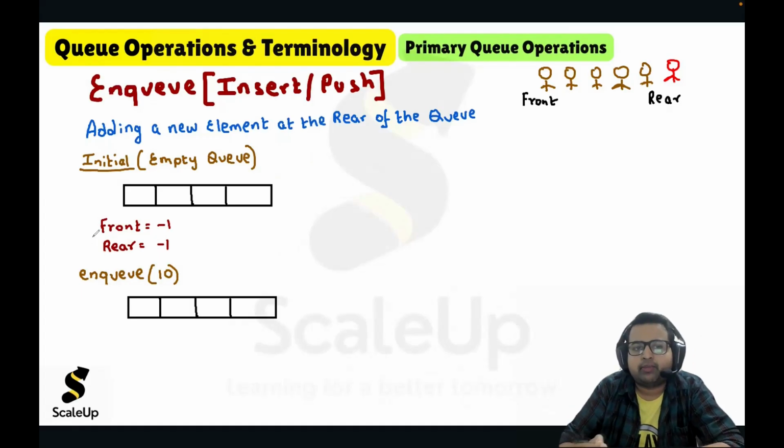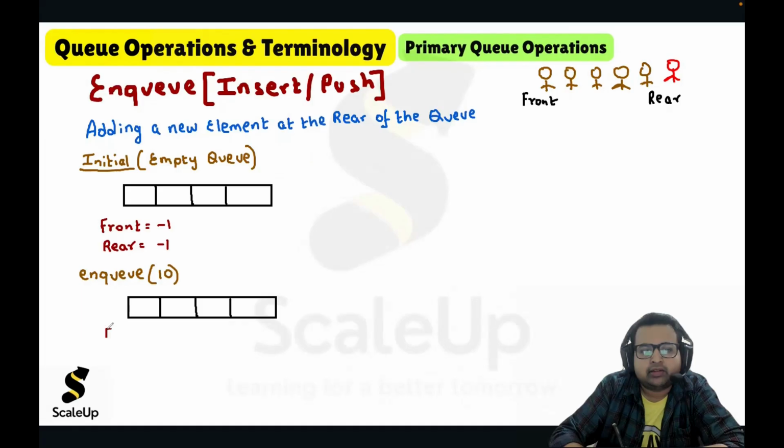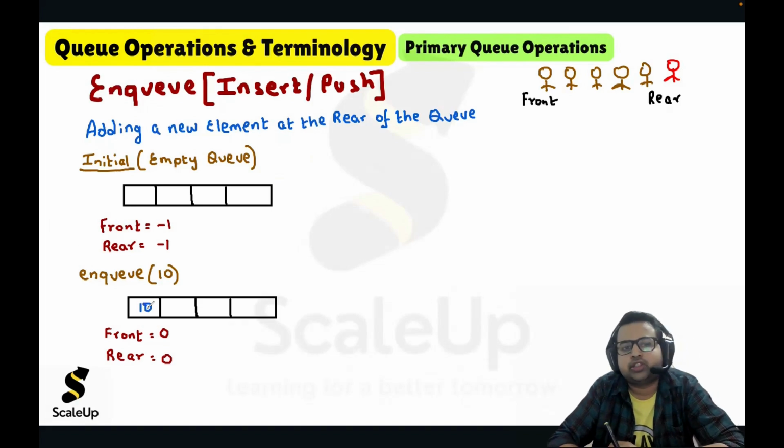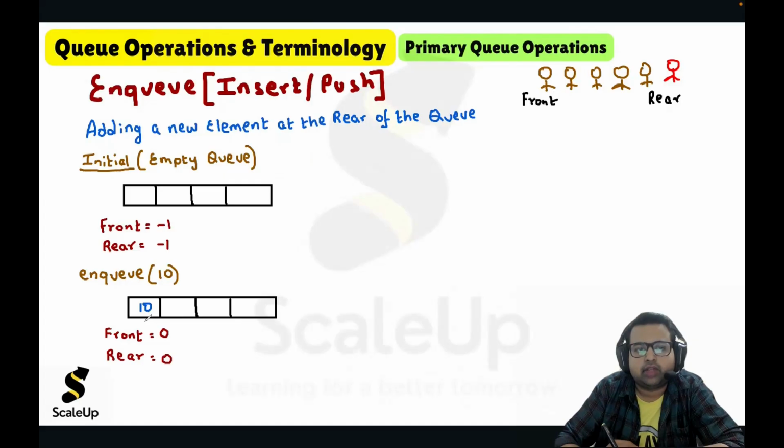Whenever the queue is empty and I add an element to it, both front and rear get updated; their positions get incremented by 1. So both of them will become 0. It means 10 will be inserted at position 0, because insertion in a queue will always be at the rear position. Wherever the rear is pointing, the element gets added there. In this scenario both front and rear are pointing to 0, so that is where it got inserted.